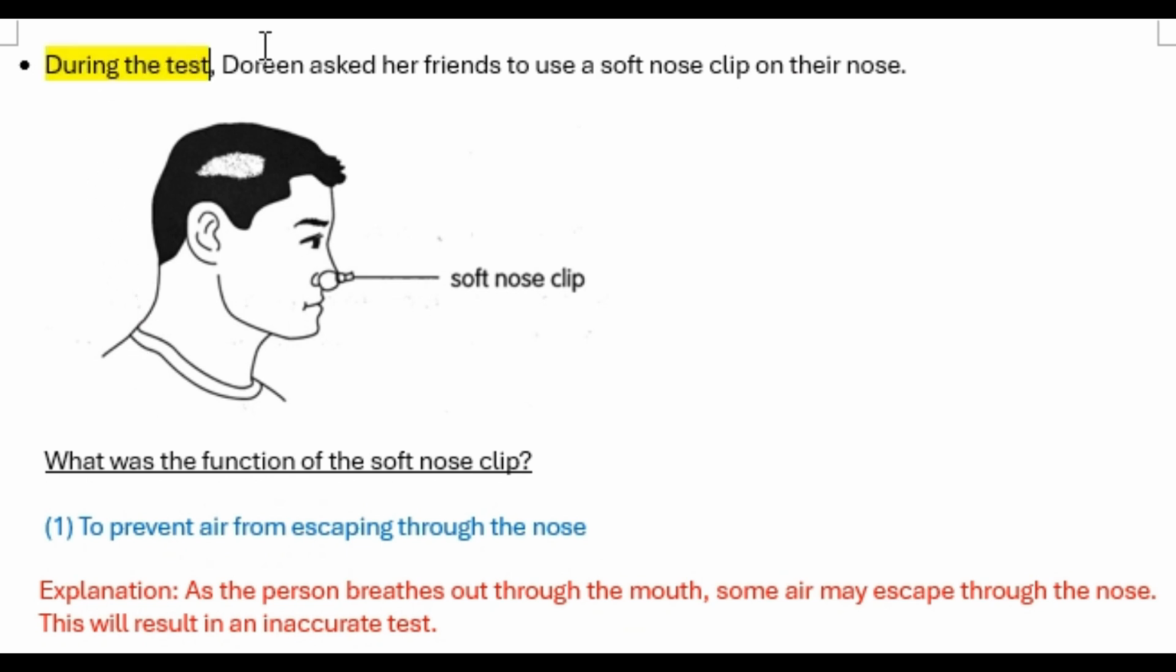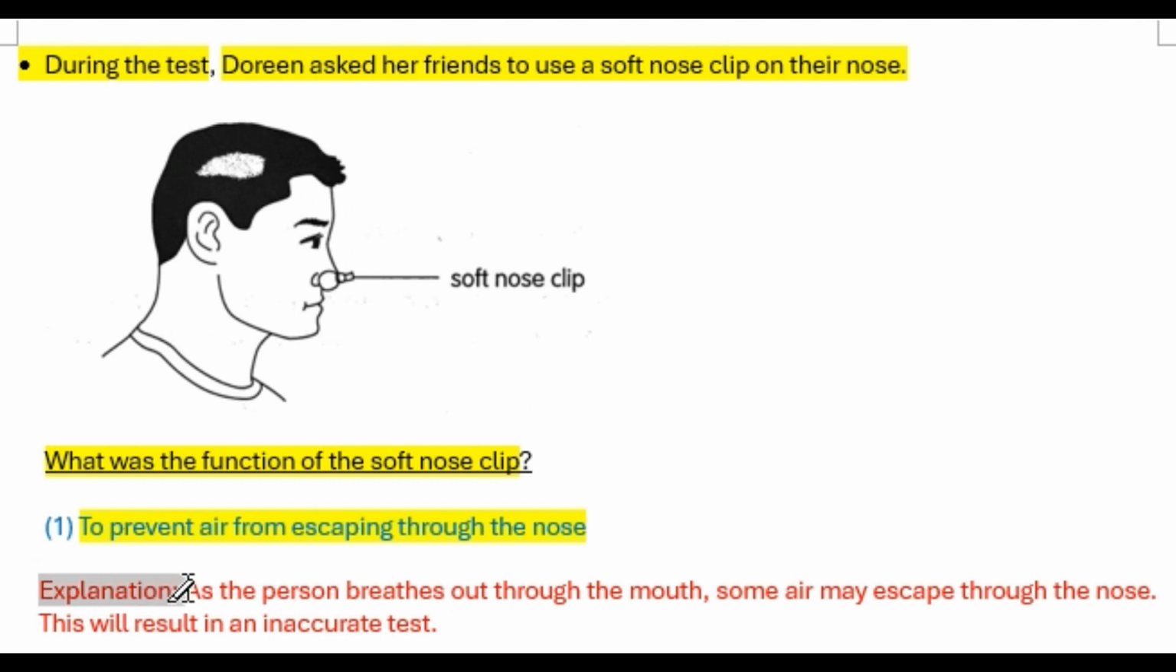During the test, Doreen asked her friends to use a soft nose clip on their nose. What was the function of the soft nose clip? 1. To prevent air from escaping through the nose. Explanation: as the person breathes out through the mouth, some air may escape through the nose. This will result in an inaccurate test.